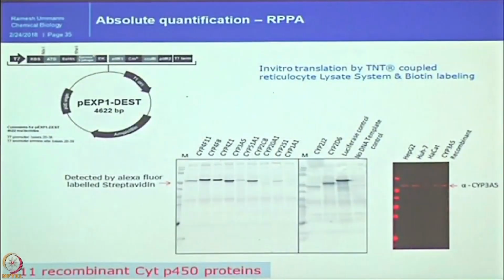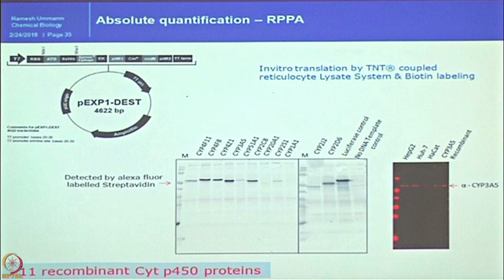I will show you one example. In this case, at least for the NASH project, non-alcoholic steatohepatitis project, we tried to express all 11 recombinant cytochrome P450 proteins as fusion proteins. Using this vector system we developed the proteins and purified them, checked the antibody specificity, and used them as standard proteins to quantify the cytochrome P450 protein levels in a certain population of cells.